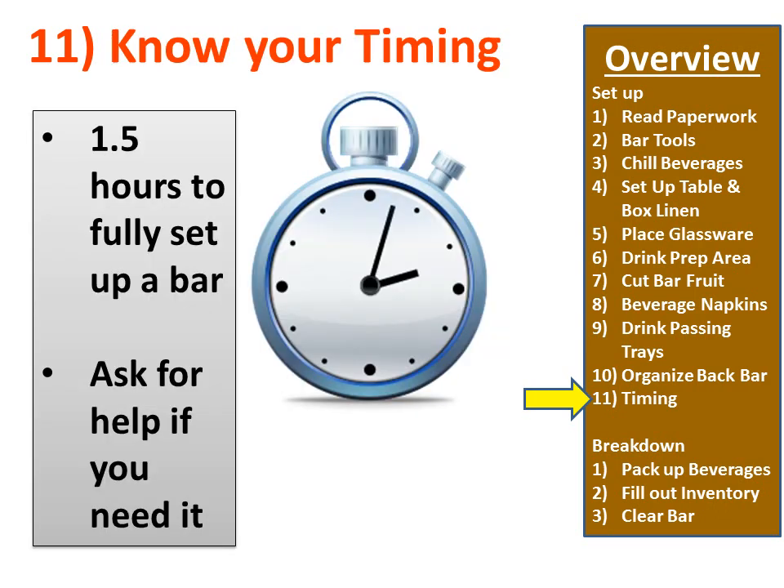It is very important to know your timing. As a bartender, you should have your bar set in about an hour and a half. You can ask for help if you need it, but should not usually require it. A professional bartender can get a fully set bar in an hour and a half.